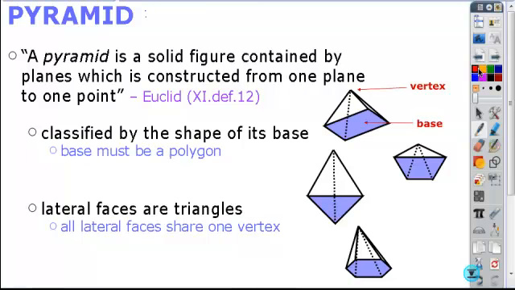Okay, the first is a pyramid. So a pyramid is a polyhedron with one polygon base.